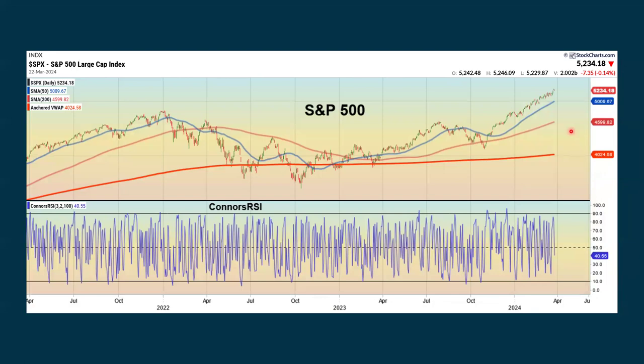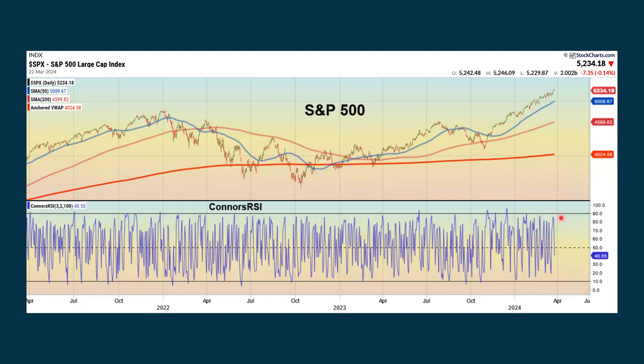We have a Connors RSI. We have a lot of oscillators that I follow here. And this is another oscillator where we're looking for an extreme positive or negative reading. On a day in and day out basis, this thing is really quite schizophrenic. But we don't get a lot of extreme readings very often, and we're not getting one now.